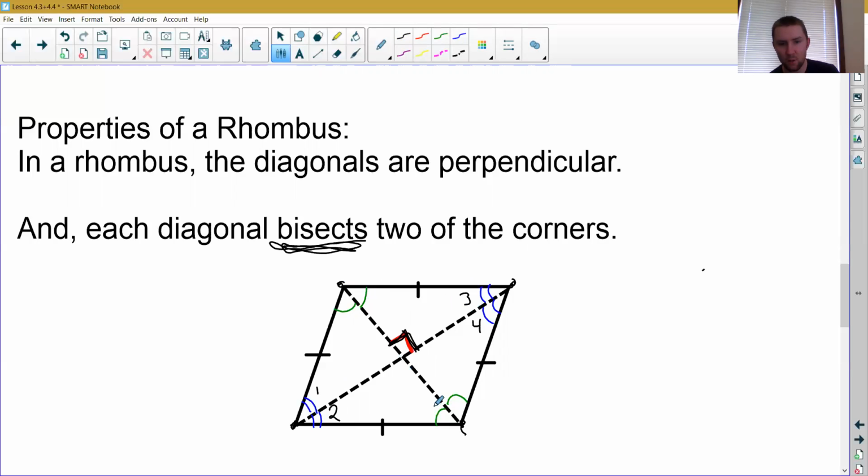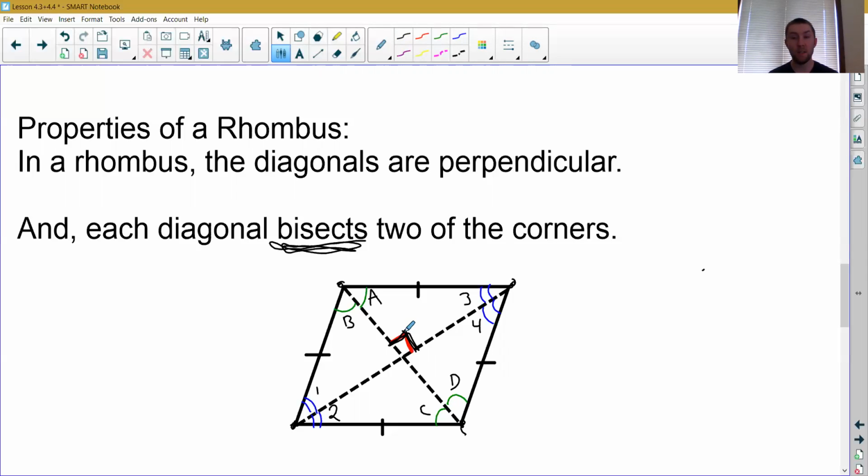And then the same thing is true of the other diagonal. The other one cuts these corners in half. So I'll say angle A here has to be the same as angle B right there. And then down here, angle C has to be the same as angle D. So these angles on either side of the diagonal have to be equal. They've been cut into equal pieces.